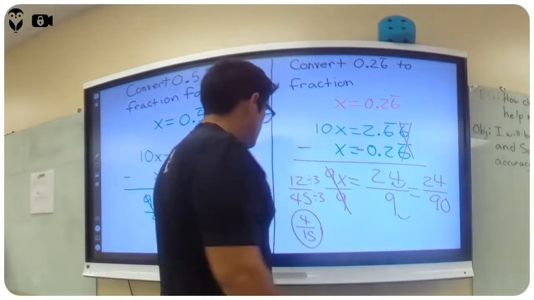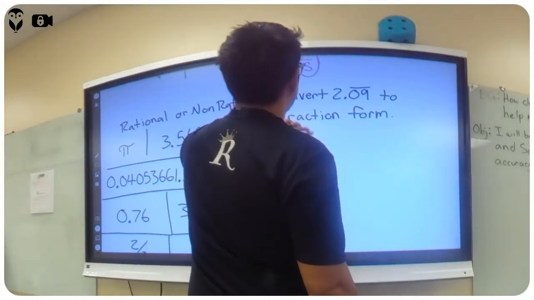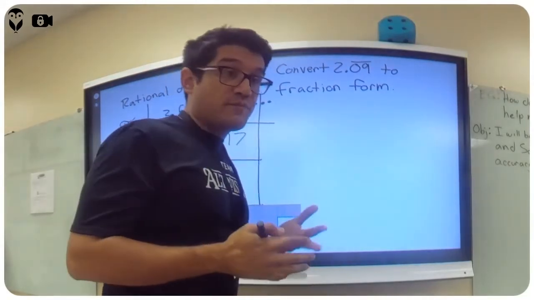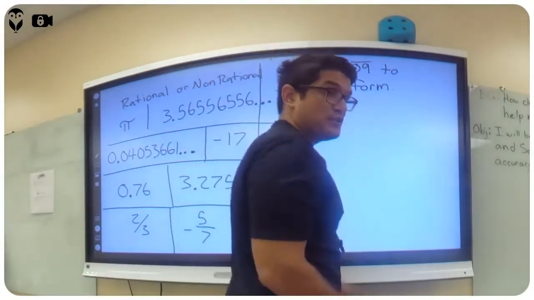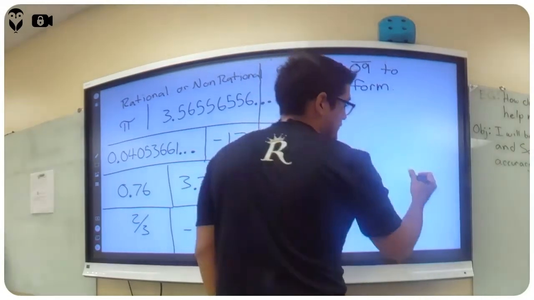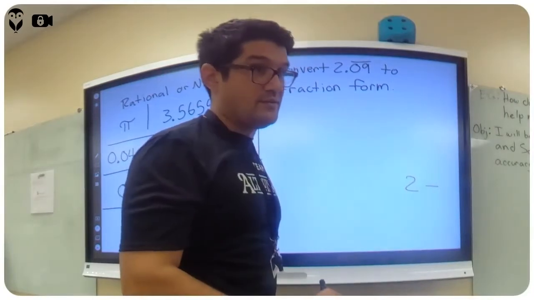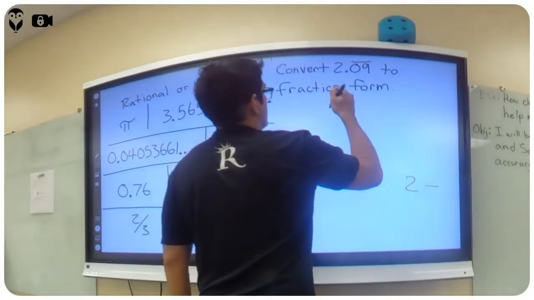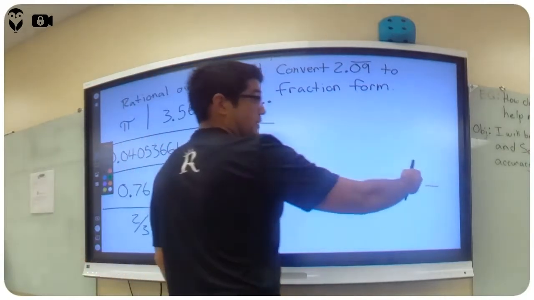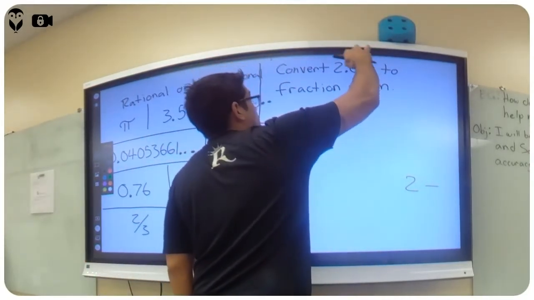We're still good on time here. Now we're doing this. Convert 2.09 to fraction form. Same thing, now we're turning into a fraction. So we already know the fraction starts with a 2, so we don't have to do that. We know that the fraction is going to look like 2 and something over something. So we're going to ignore the 2 while we're doing this, and figure out the something over something.